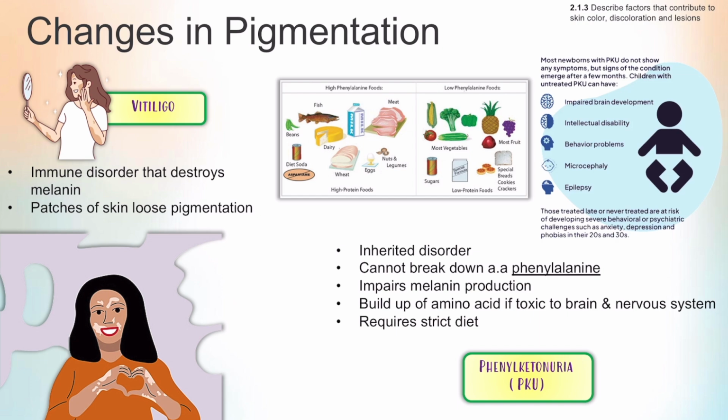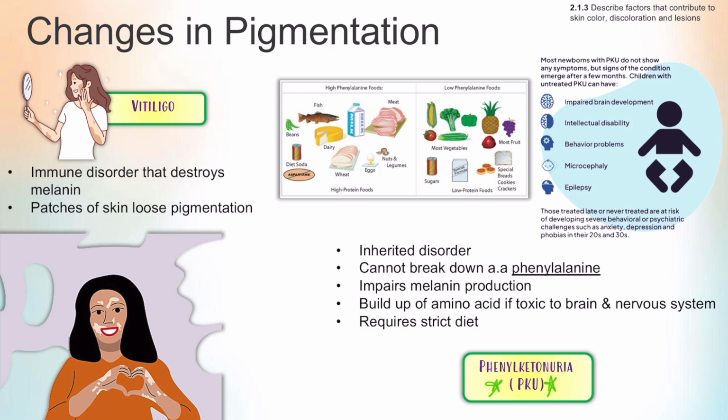Our next one is going to be PKU. Please be aware of PKU. You do not need to know how to say or spell the full name, just know it is PKU. So this is an inherited disorder that occurs when we have a person who cannot break down the amino acid phenylalanine. This is one of the 25 essential amino acids that, when you get to your chemistry and biochemistry classes in college, you will learn about.